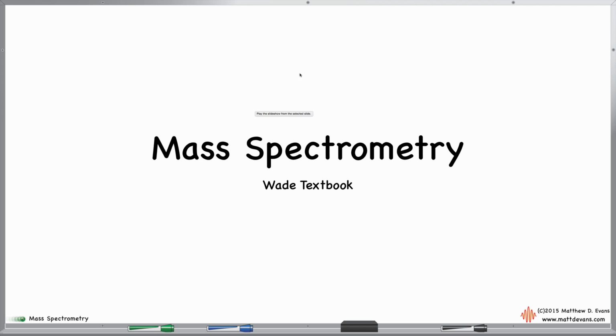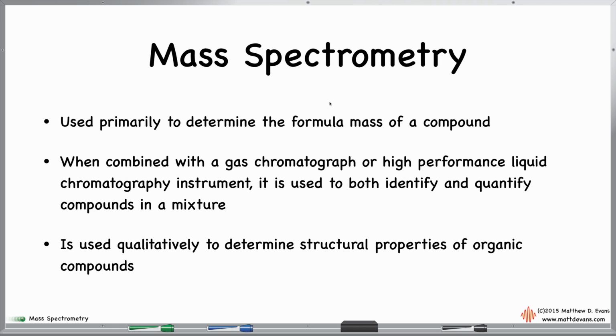In this section, we're going to be going over mass spectrometry. This is one of the techniques we use to figure out structures of molecules. In the case of an unknown, it provides the formula mass, but even when we know what the structure of the molecule is, we'd still like to run mass spectrometry on the sample because it tells us primarily what the formula mass is. So that is definitely the primary use of mass spectrometry, to determine the formula mass of a compound.